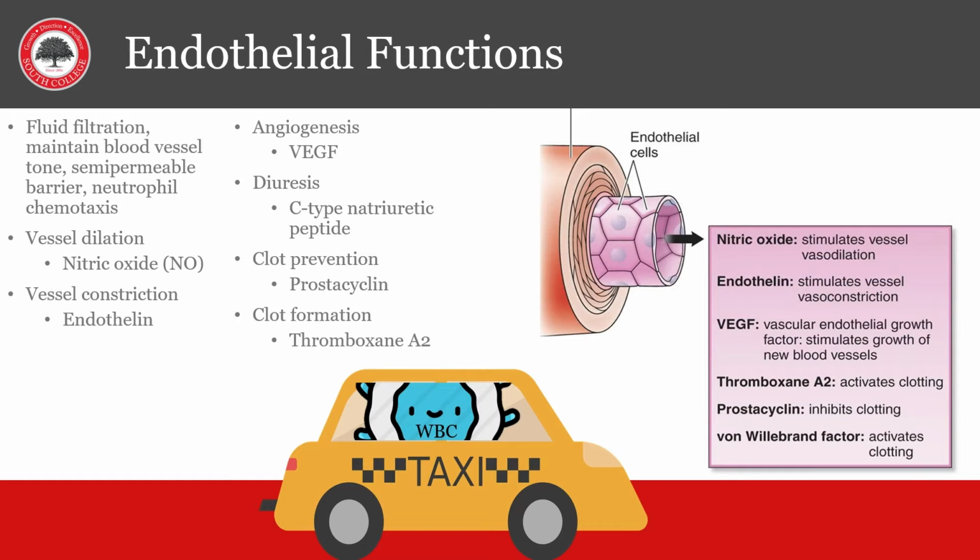Angiogenesis is the formation of new arteries and can be influenced by VEGF. Diuresis is a fluid loss, and C-type natriuretic peptide influences this. Prostacyclin will inhibit clot formation, and thromboxane A2 stimulates it.